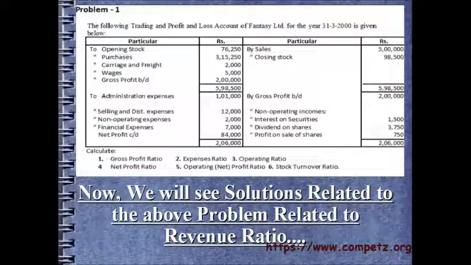So the question here is to calculate 6 ratios, namely gross profit ratio, expenses ratio, operating ratio, net profit ratio, operating net profit ratio, and your last is your stock turnover ratio or your inventory turnover ratio. Remember friends, in the previous slide I have just said we will start ratio analysis classified on the basis of income statement or revenue statement or profit and loss accounts. So these are the main ratios under revenue statement or profit and loss account on the classification. The sub classifications are these. So we will start with the solution.